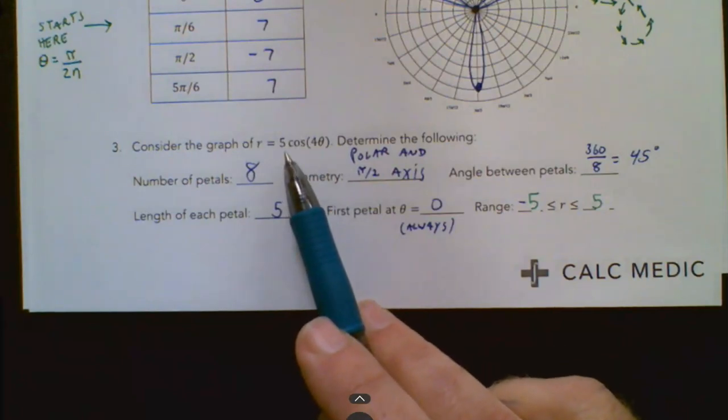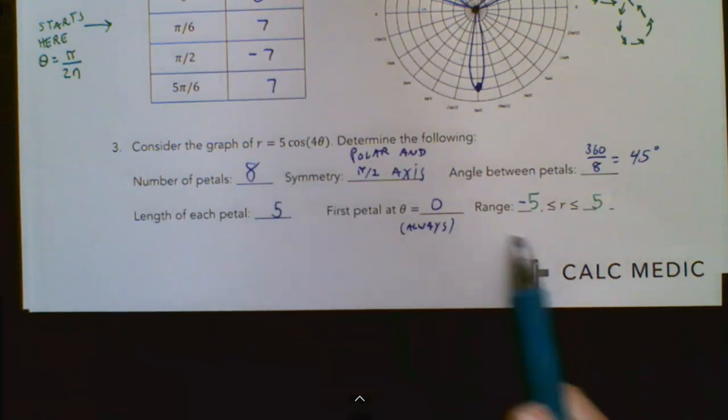So my range on this is going to bounce between 5 and negative 5 as we trace our way through the graph. So that's where this came from. So that's it for the first one.